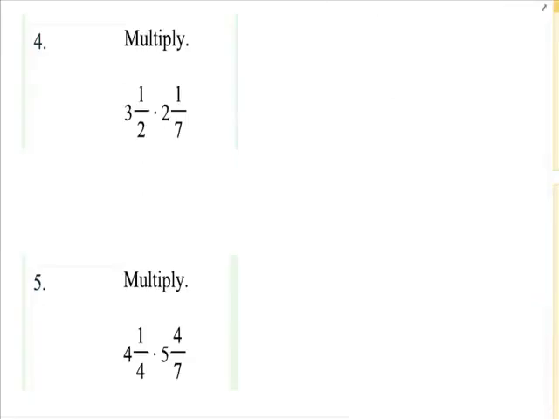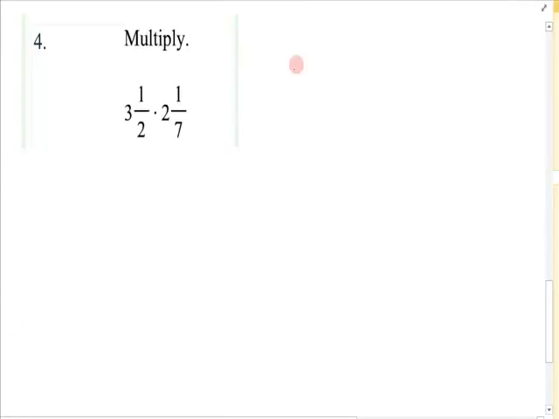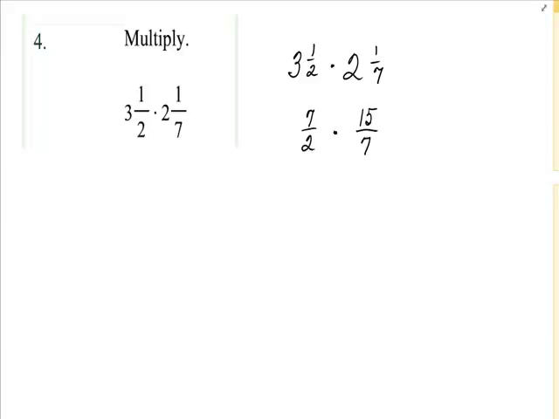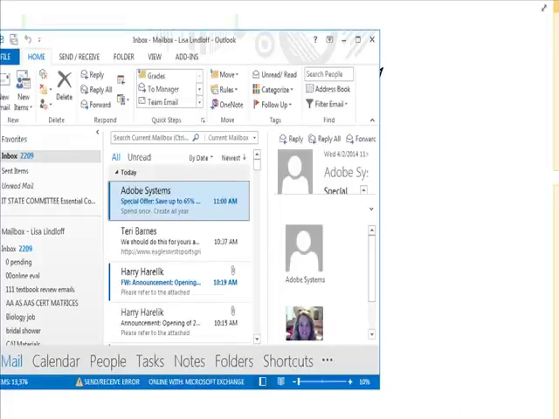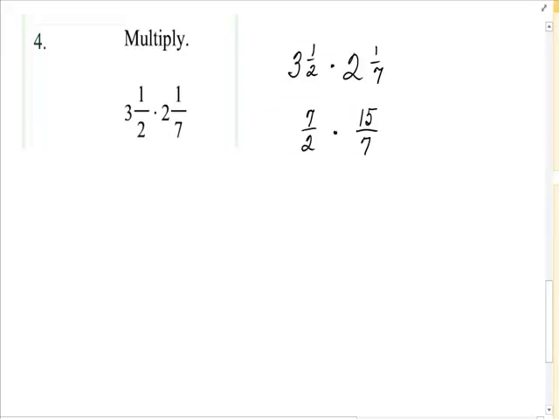All right, let's look at number 4. I have 3 1/2 times 2 1/7. Change them to improper. 3 times 2 is 6, plus 1, 7/2, times 7 times 2 is 14, plus 1 is 15/7. Check and see if I can reduce anything. Cancel, sometimes called bow tie. All right, yes, 7 goes in there once, 7 goes in there once. I am left with 1 times 15 is 15. 2 times 1 is 2.